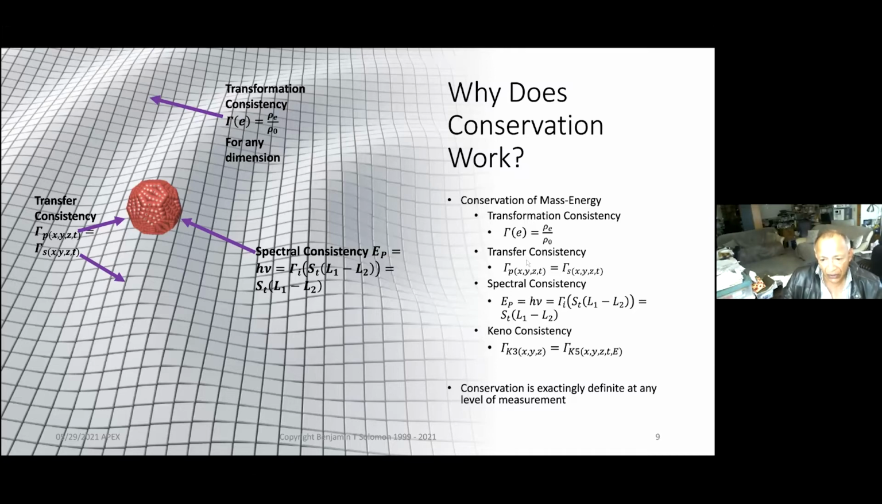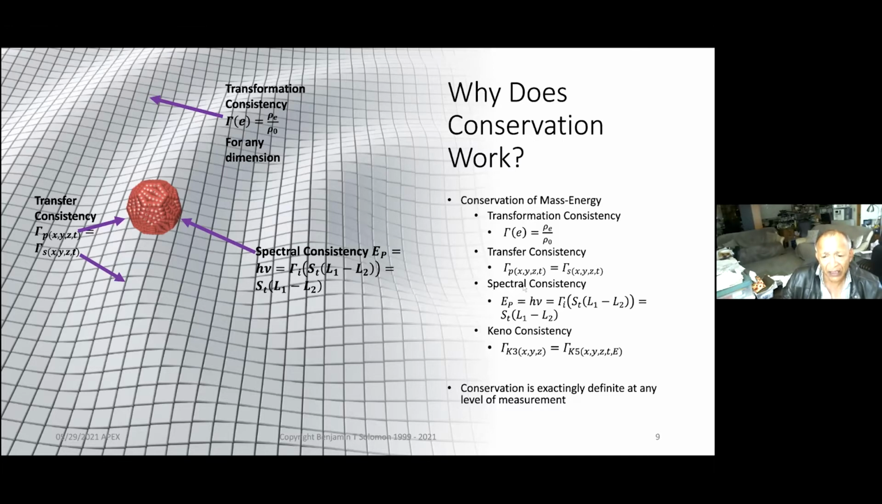The next step is the transfer consistency, which means if you have a particle in space-time, the transformations present in the local space-time are identically reflected by that particle. So those transformations are equal.